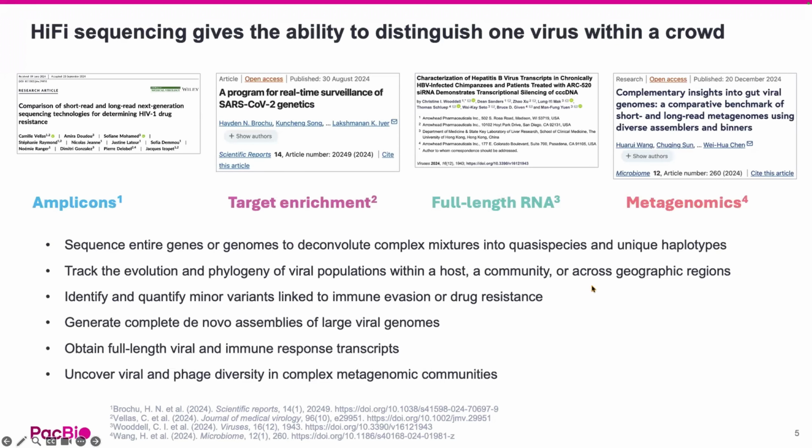And then lastly, HiFi sequencing gives you the ability to distinguish one virus within a crowd. And so there's lots of different ways that you can do viral sequencing with PacBio. You can use an amplicon-based approach. You can use target enrichment with hybrid capture. You can do full-length RNA sequencing, or you can use a metagenomics approach to capture everything that's within there and pull out all of the different viruses.